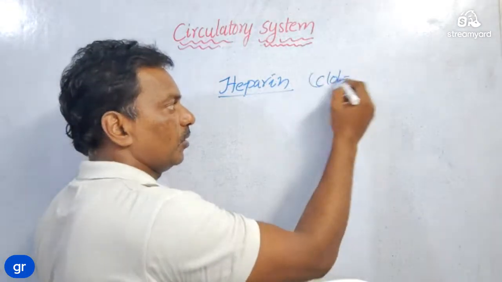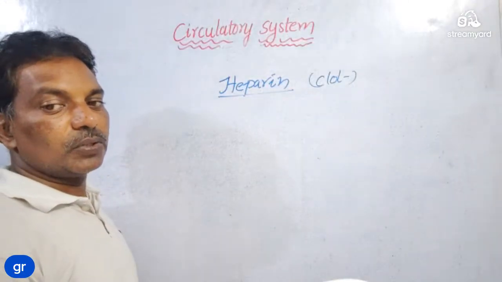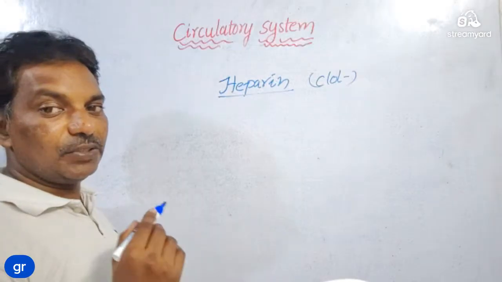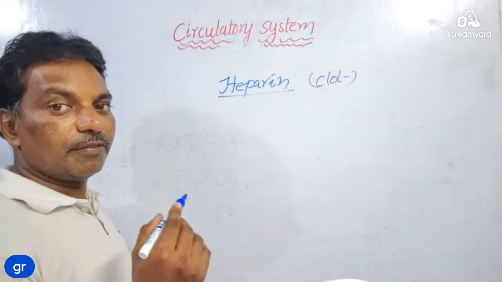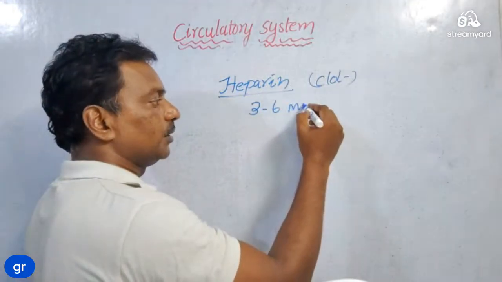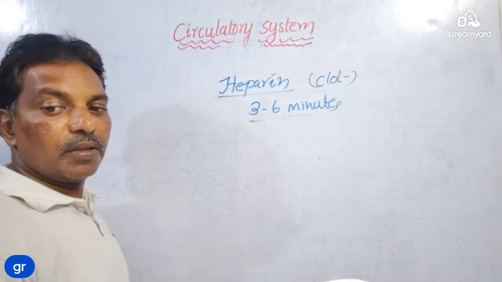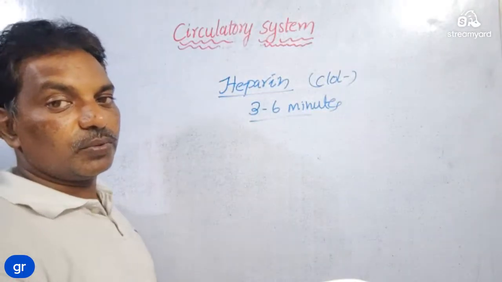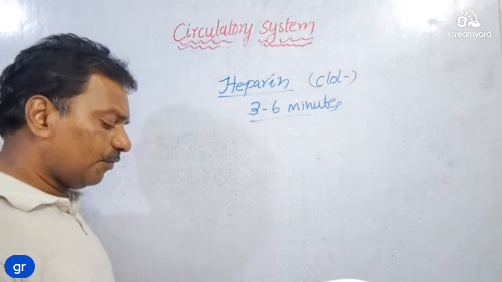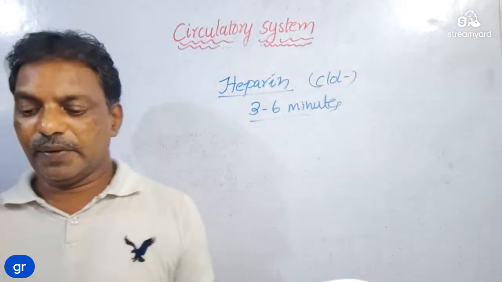Clot means clump, agglutination. So blood will not clot due to the presence of heparin. When we get an injury, the running blood from the wound has to clot in 3 to 6 minutes. It has to clot. If it does not clot, maybe we have some problem that we have to check as soon as possible. If we get an injury and there is running blood from the wound, what will happen there?